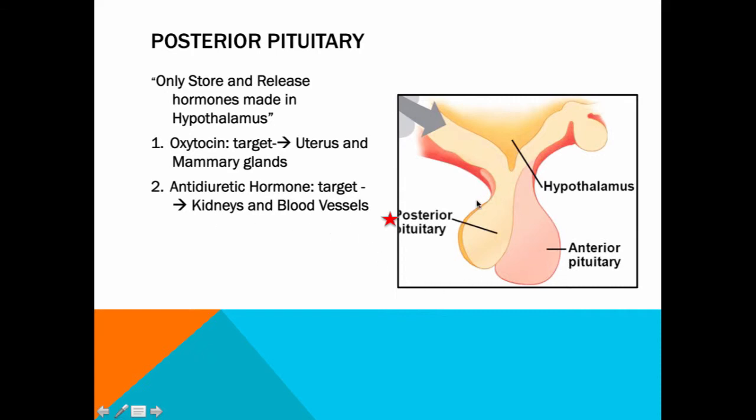So important hormones stored and then released in the posterior pituitary are oxytocin and antidiuretic hormone, ADH. Okay. So important hormones that are stored and then released from the posterior pituitary are oxytocin and then antidiuretic hormone, or ADH.